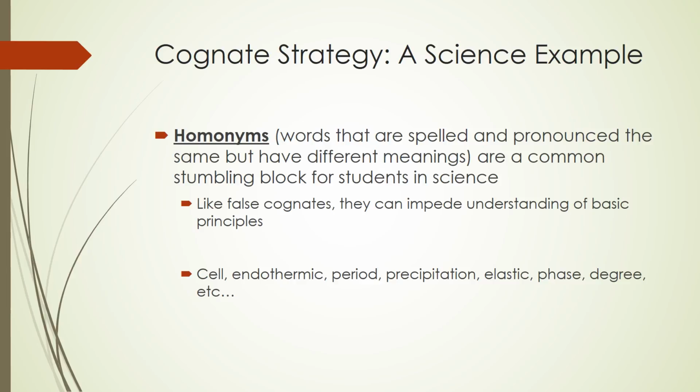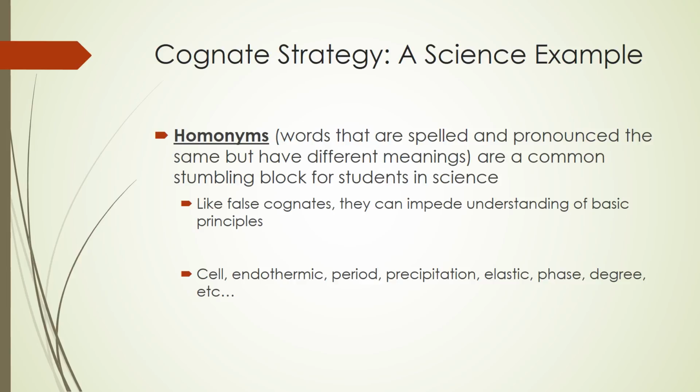So here's the cognate strategy, just a science example. Homonyms, words that are spelled and pronounced the same but have different meanings, are a common stumbling block for students in science. Like false cognates, they can impede understanding of basic principles. So we all know common homonyms in English, and they are pretty frustrating, even for those of us that are native English speakers, especially for emergent bilingual students.